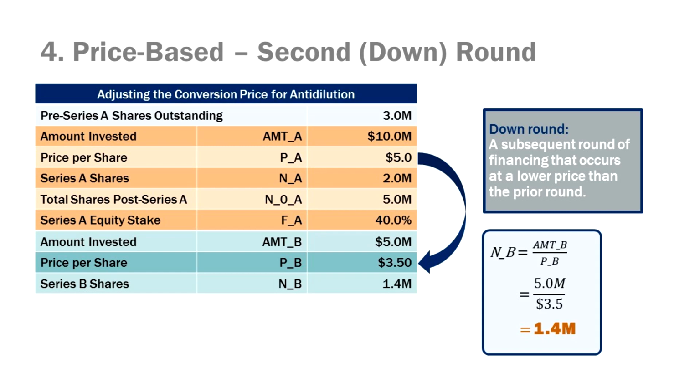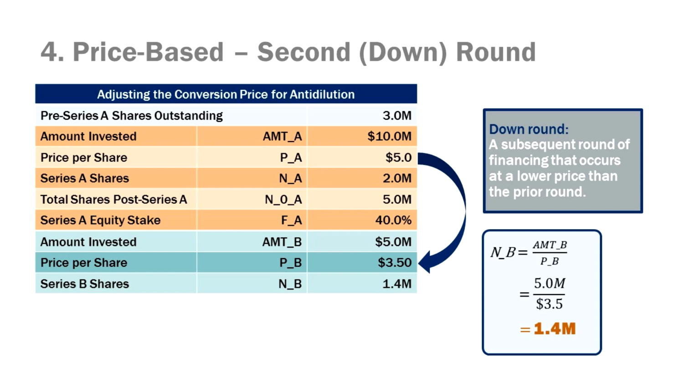Now assume sometime later, Ultratech has nearly run out of money and is in the process of raising a B or second round. However, things have not gone according to plan, and the company has missed several milestones. As a result of this, it is only able to raise a Series B round of $5 million at a price of $3.50 per share. A subsequent round of financing that occurs at a lower price than the prior round is termed a down round, and this event triggers price-based anti-dilution.